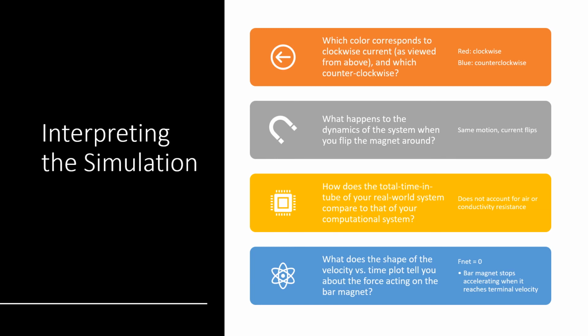The shape of the plot tells me that the magnetic and gravitational forces acting on the bar magnet eventually become equal, so the bar magnet stops accelerating when the forces are equal and the net force is zero, which is when it is in terminal velocity.